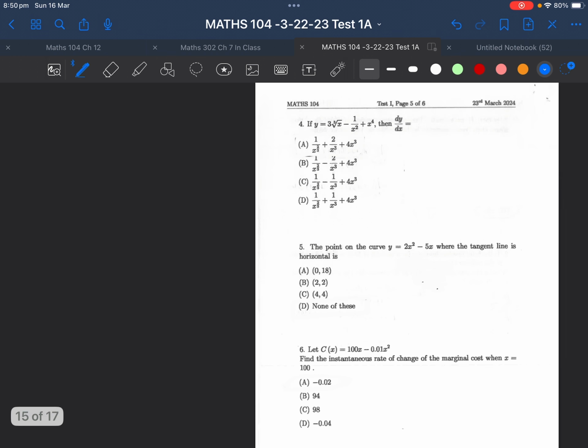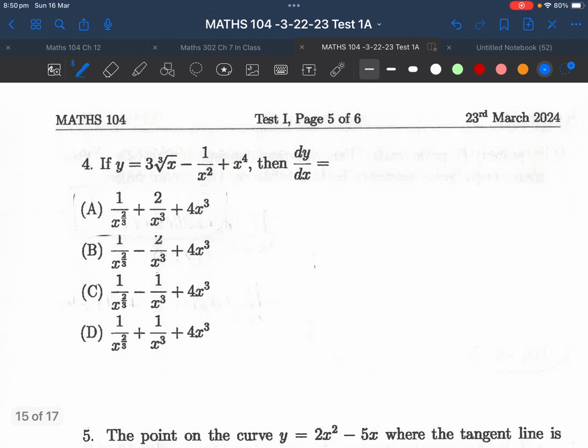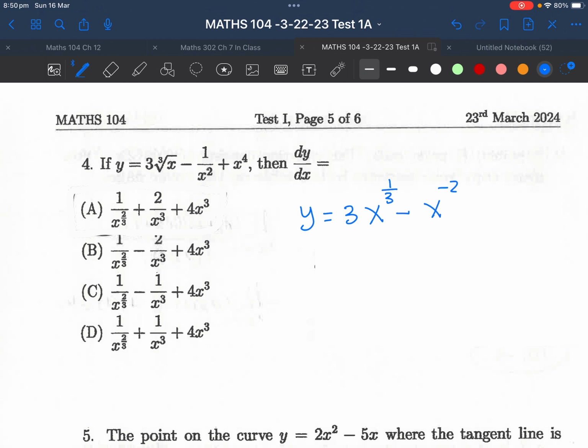So we finished 3 questions quickly here. Next, we need to find the derivative of this function. So the first step, let me write the function in a better way. This is x to the power 1 over 3 minus, this is x to the power negative 2. If we take x squared up, it will be negative 2. Next, we will do x to the power 4.